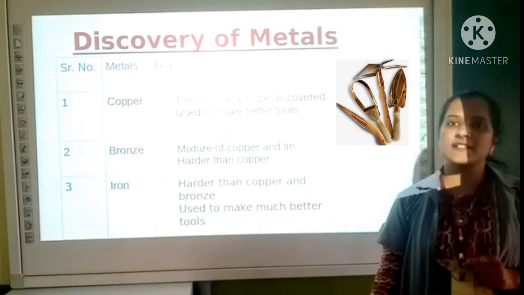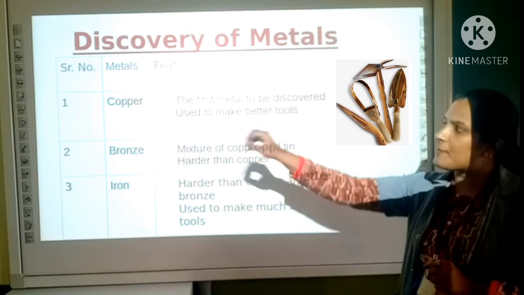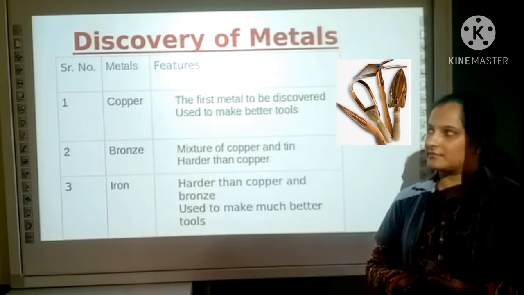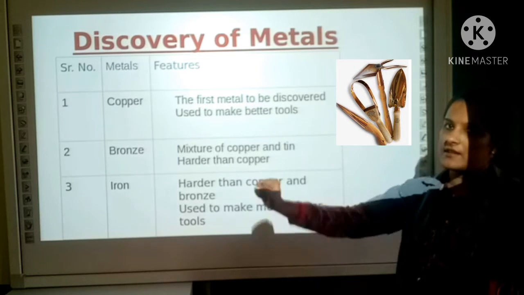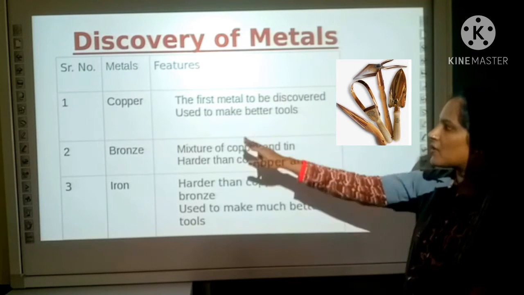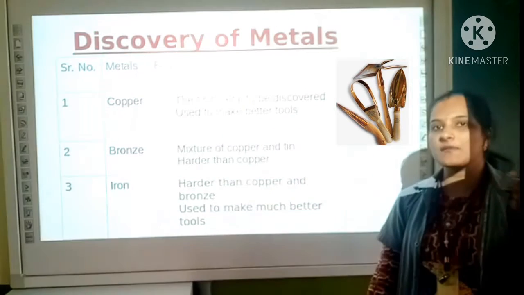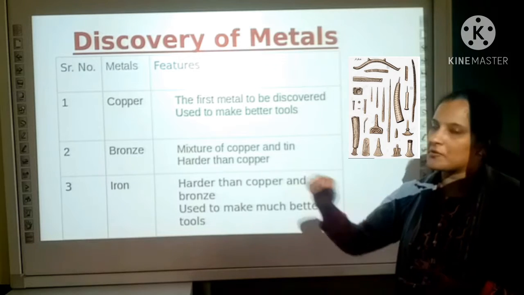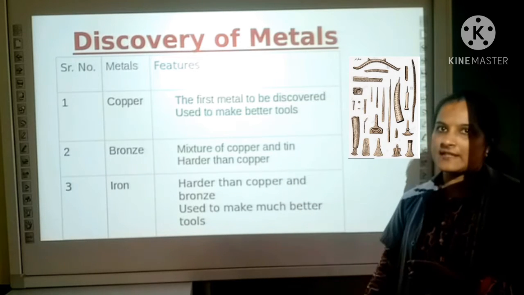अभी metals का discovery तो कैसे हुआ देखो. See, first metal था copper, उसके बाद आया bronze and then iron. So the first metal to be discovered was copper, and it was used to make better quality tools. Stone से भी better quality के tools इससे बनते थे. Then came bronze, which was a mixture of copper and tin.